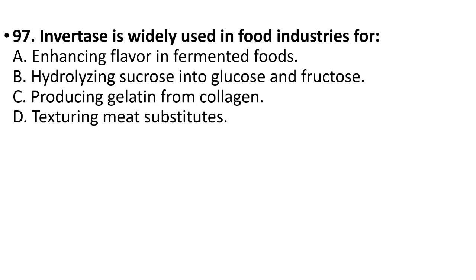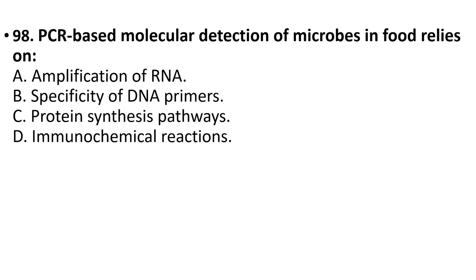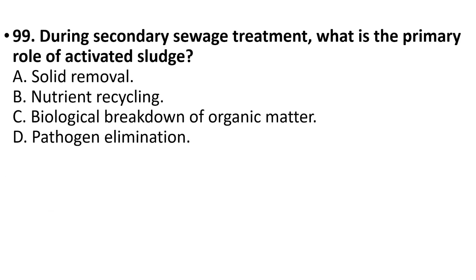Lag phase. 97. Invertase is widely used in food industries for enhancing flavor in fermented foods, hydrolyzing sucrose into glucose and fructose, producing gelatin from collagen, texturing meat substitutes. Your answer is option B. Hydrolyzing sucrose into glucose and fructose. 98. PCR-based molecular detection of microbes in food relies on amplification of RNA, specificity of DNA primers, protein synthesis pathways, immunochemical reactions. Your answer is option B. Specificity of DNA primers.